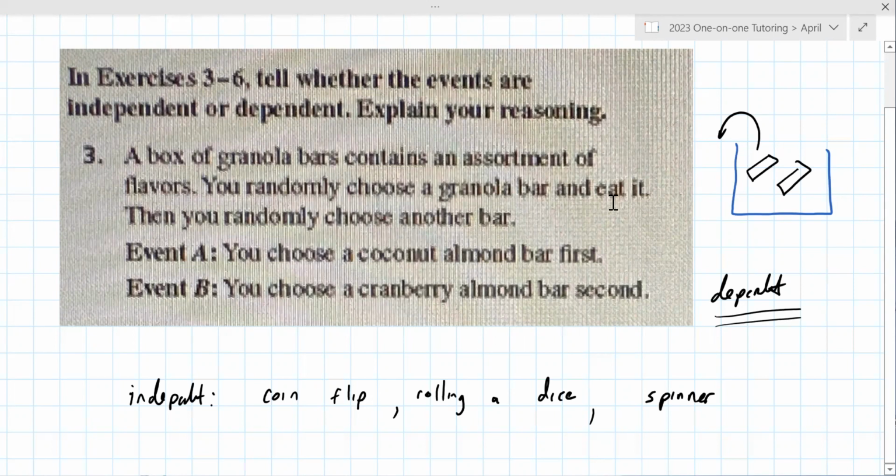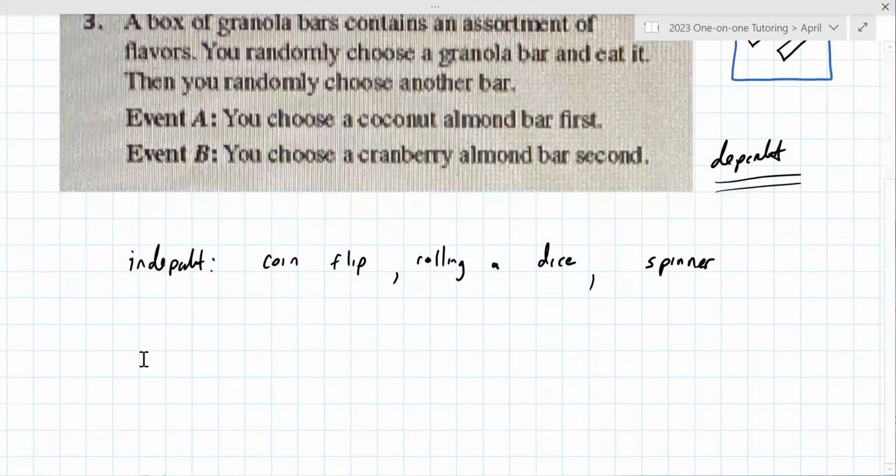It's like when you go to family dinner and you want a certain piece of pie, somebody gets it before you, it's not there anymore. You can't eat it. So what you want to ask yourself is this question: does the outcome of one event affect another? That's kind of your overarching question that you're asking.